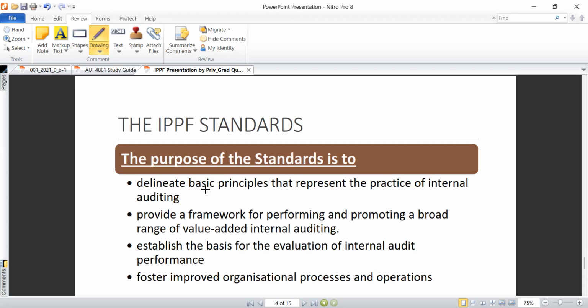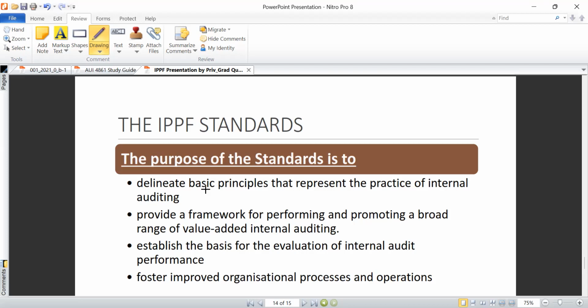Performance standard, it really has to do with the audit process and what is supposed to be done when the audit engagement is actually being performed. So it gives you, for example, what should happen before planning. We call that pre-engagement audit activities. Then we've got planning. Then we've got performing of the audit engagement.